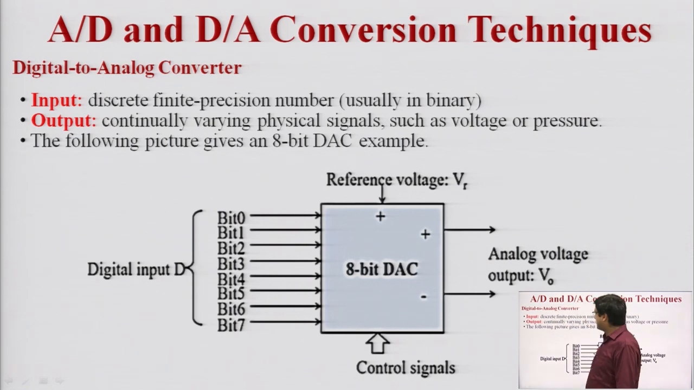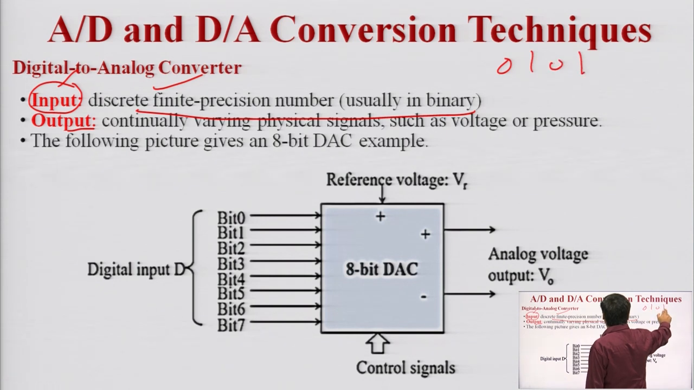First, let us start with the digital to analog converter. As the name implies, the input of the DAC is digital and the output is analog. The input is a discrete, finite precision number, usually in binary, because in a digital to analog converter the input is digital, meaning 0s and 1s, in the form of binary.